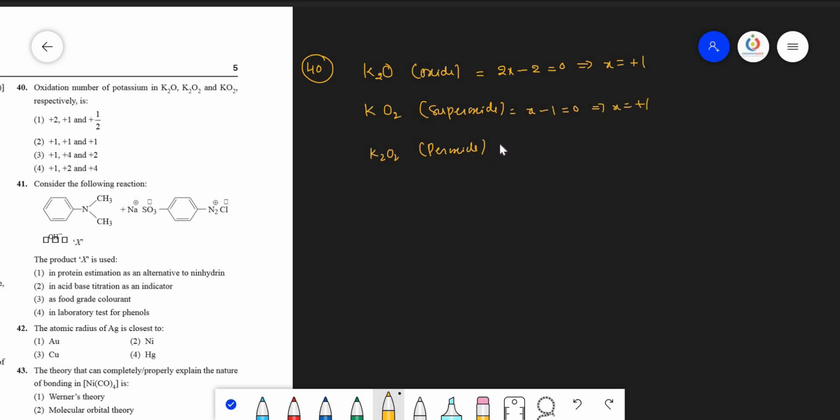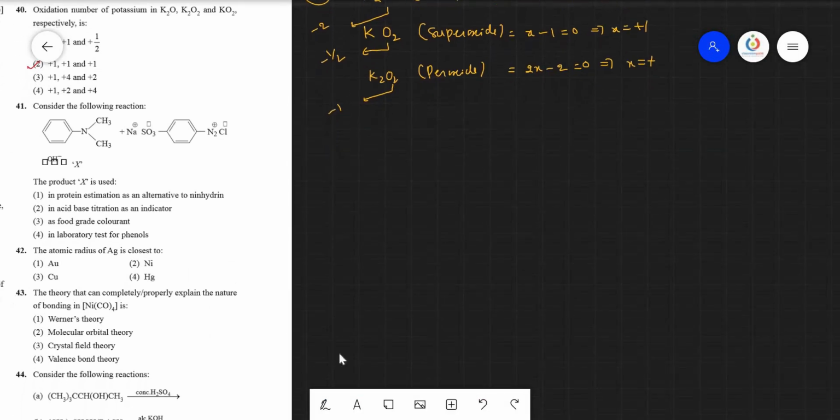And in peroxides, oxygen exhibits the -1 oxidation state. There are 2 oxygens, so 2x minus 2 equals 0 and x equals +1. So each oxygen in superoxide is -1/2, in peroxides it is -1, and in normal oxides it is -2. In all of these, potassium exhibits the +1 oxidation state. Hence option 2 is correct. Let's see question number 41.